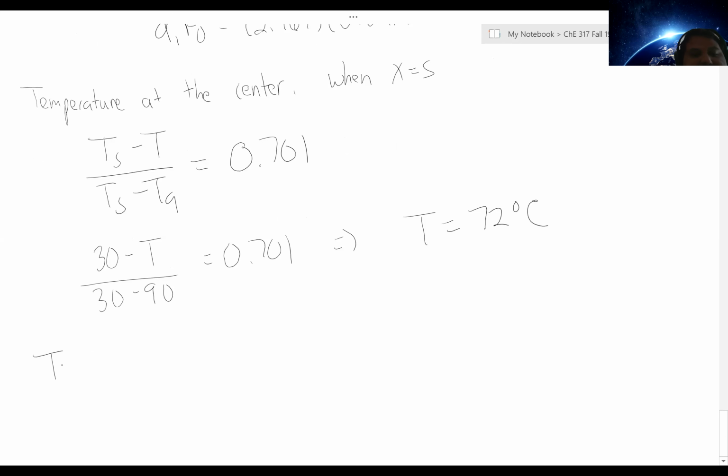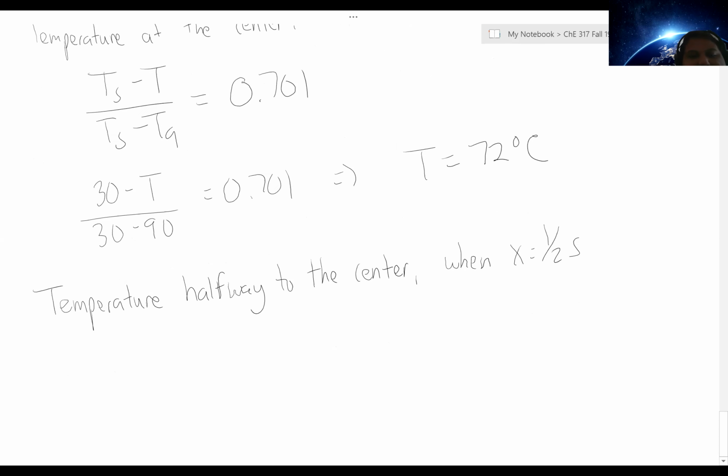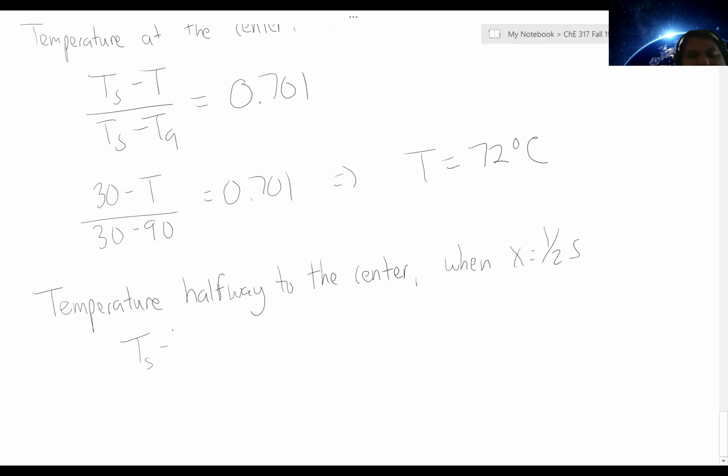For the temperature halfway to the center, we get x equal to 1/2 s. And so if we plug that x in to that long equation, we get Ts minus T over Ts minus Ta equal to approximately 0.498, which implies the temperature is about 60 degrees Celsius.